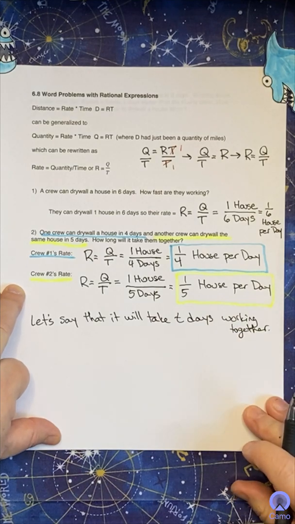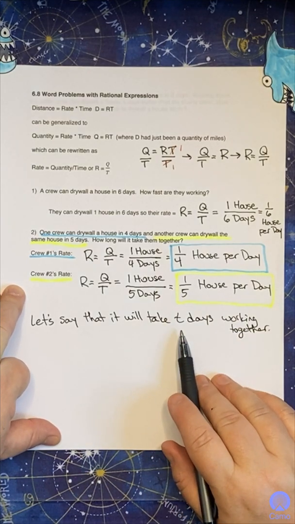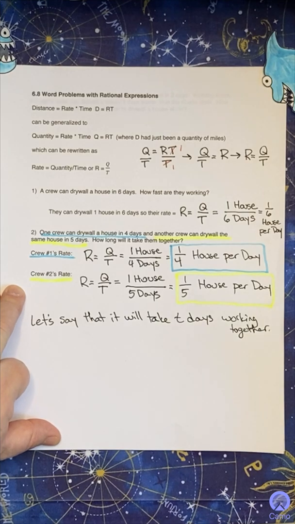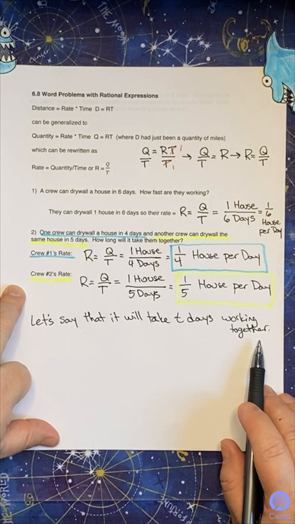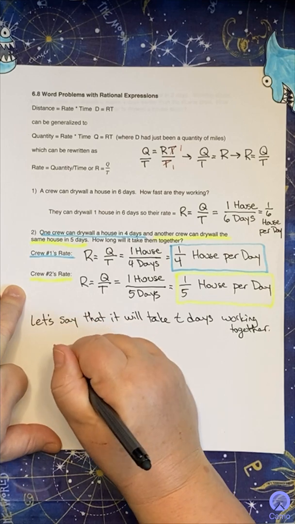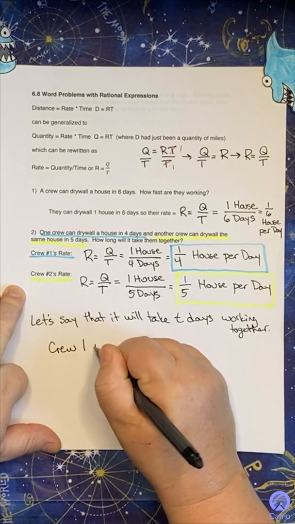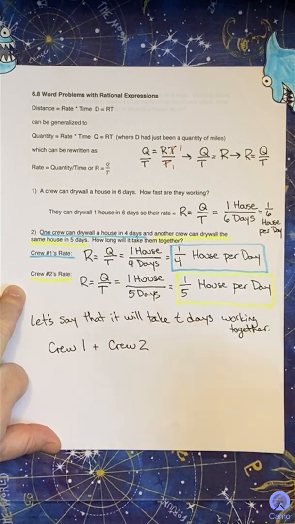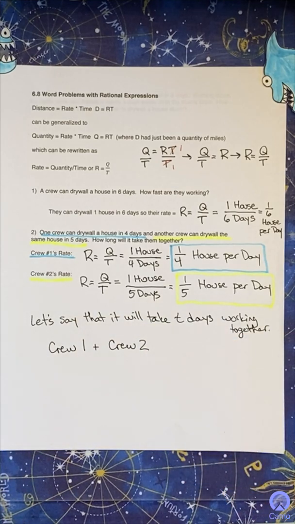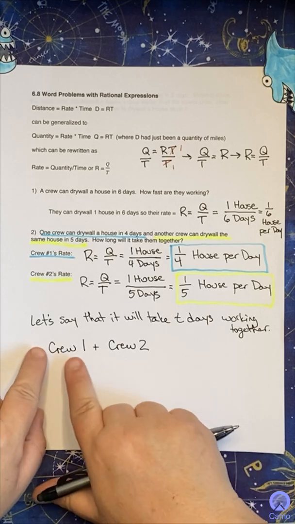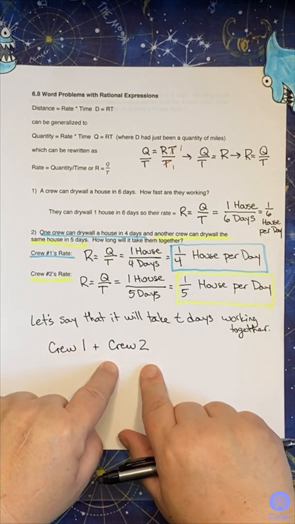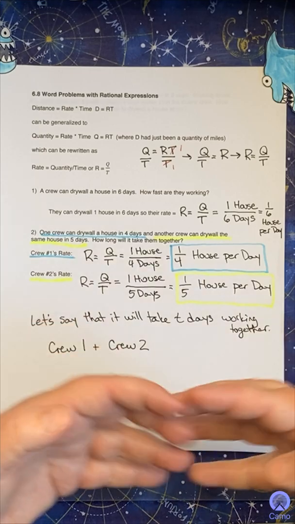And it's very traditional to use a lowercase t for this, but you can use any letter you want. You could use a flower, happy face, whatever. Okay, so it's going to take T days working together. And so I'm going to have the first crew and the second crew. And I'm going to assume, because I can't possibly know if they have any interactions, that crew 1 starts on one side of the house, crew 2 starts on the other side of the house, and they just kind of work together. So there's not any overlap.